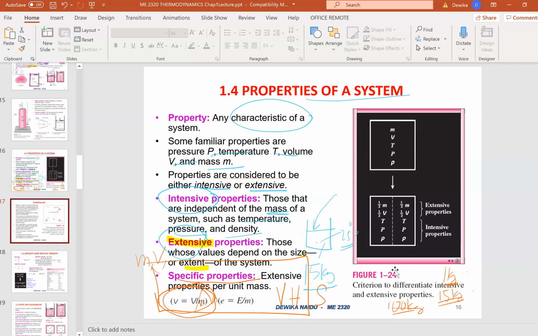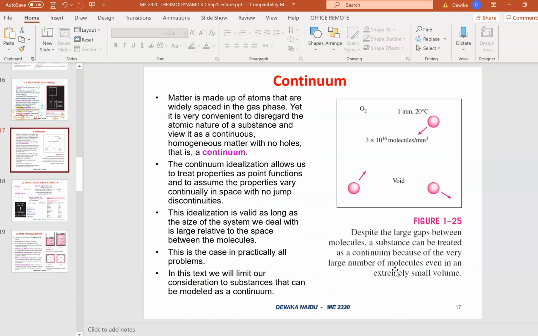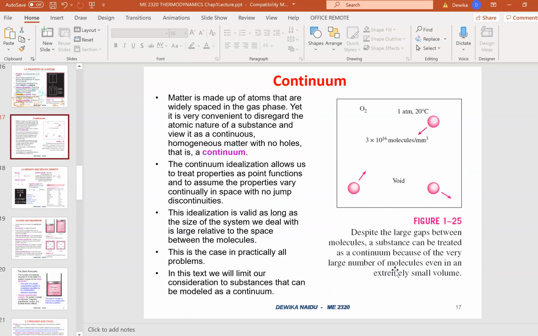Now next I'm going to move on to the theory of continuum. This is also from your textbook. What is this theory of continuum? Let's read up. Matter is made up of atoms that are widely spaced in the gas phase. Yet it is very convenient to disregard the atomic nature of the substance and view it as continuous, homogeneous matter with no holes. That is the continuum.